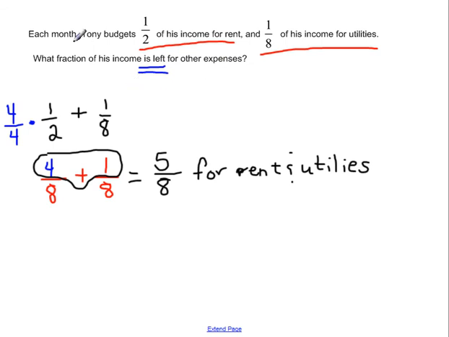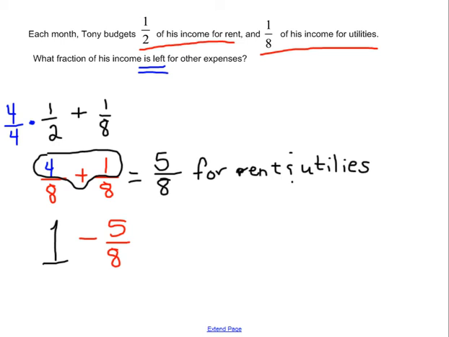Well, if we think about his income as his whole income for the month, he's got his one whole income that comes in every month. So we want to think about that one whole income. From that, we have to take off what's being used for rent and utilities in order to figure out what's left over for other things. So we're going to be doing 1 minus 5/8.